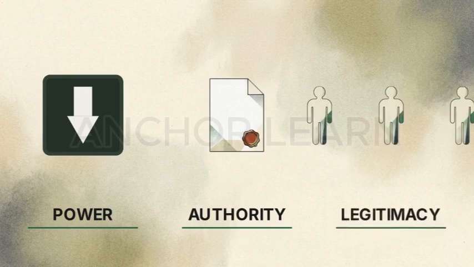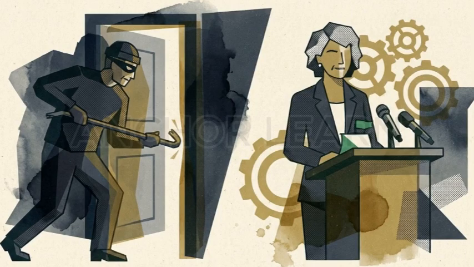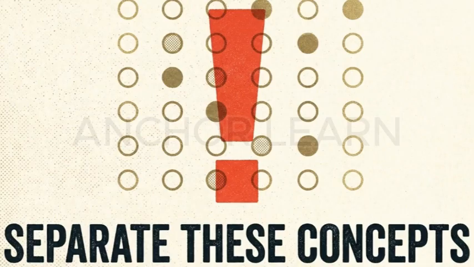Legitimacy occurs when citizens recognize that authority as valid, willingly following rules without constant force. While a thief exerts power through force, a government official possesses authority granted by the state. Keeping these definitions separate is a requirement for the examination.